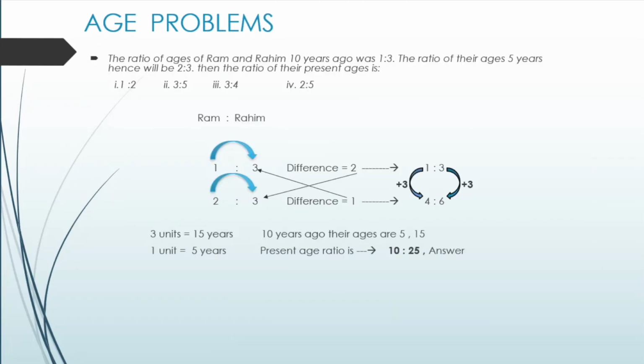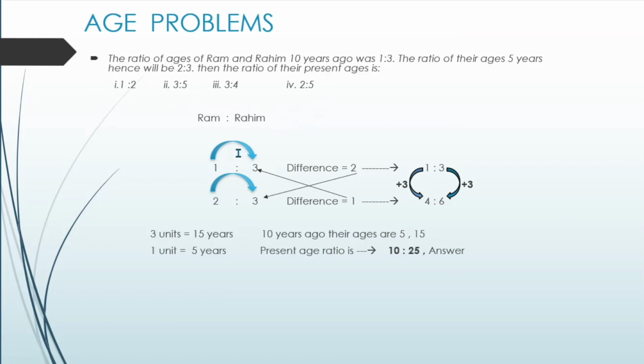In this type of problem, what you are asked is to find the present ages ratio, but you are not given the actual ages, unlike in the previous question. You are given their ratio 10 years ago, and their ratio after 5 years. So in this type of problem, you cannot simply analyze the options and find the result. It's not possible now.